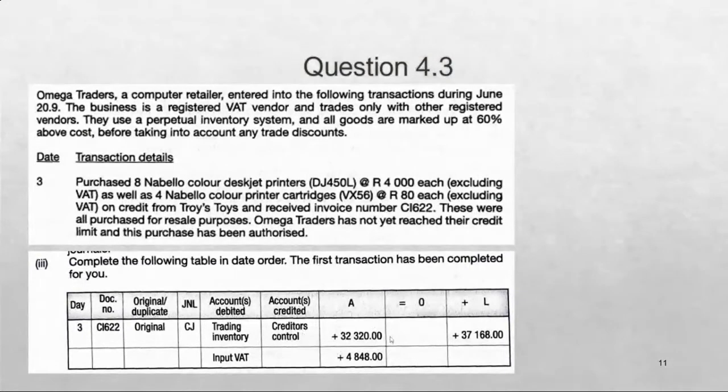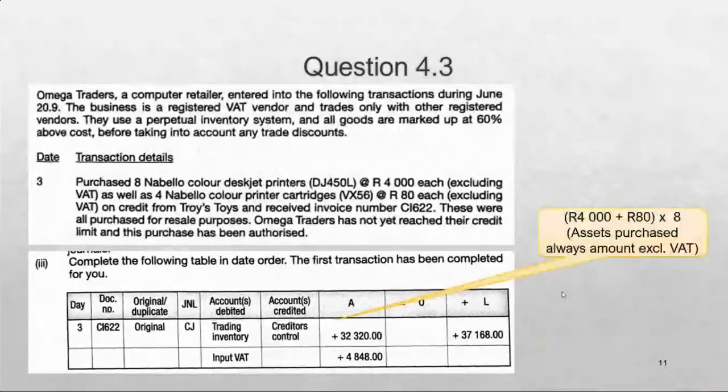Whereas the asset you purchase, or the expense, would be exclusive of VAT, and then we account for the input VAT. Now we know it's input VAT because I purchased it, so I would be able to claim that VAT back. If I can claim it back, it is an asset for me, and assets increase on the debit side. Okay, so let's quickly see what comments I have made here.